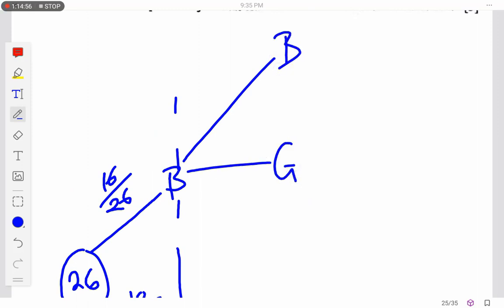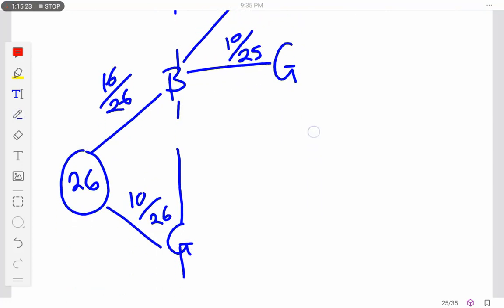Now, because I've picked first a boy out of 16, I no longer have 16, I now have 15. The total also I reduced by 1. I have reduced the top by 1, and I also do the same at the bottom, so I'll have at the bottom again a 25. Then for the girls, it will still be 10 over, but the total has changed. It's now 25. Then I do the same for the girls.